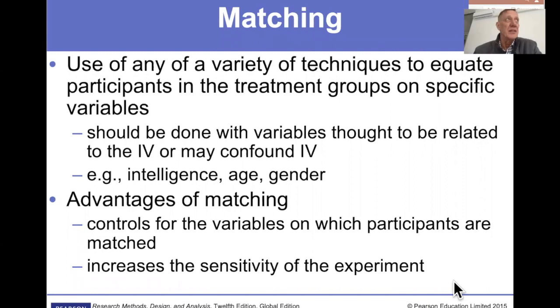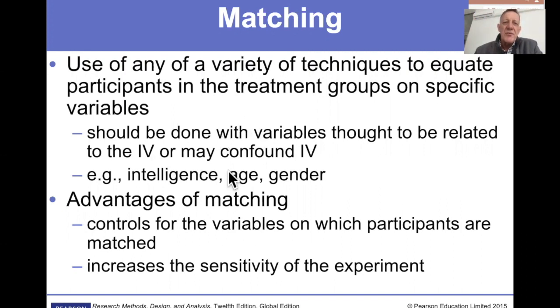So in any case, let's kick off with matching again. The first way of equalizing groups is through random assignment. The second one is matching. You can use a variety of techniques to equate participants in the treatment groups on specific variables. This should be done with variables thought to be related to the IV or which may confound the IV. We know by now what a confounding variable means.